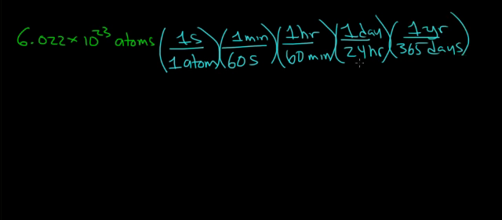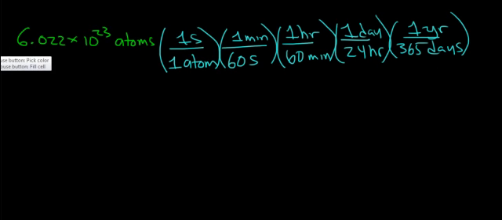Now notice I did use some approximations. There isn't exactly 24 hours in 1 day, and there's not really 365 days in a year. It's more like 365 and a quarter days, and that's why we have leap year to account for that quarter of a day in a year. But these are some good approximations.